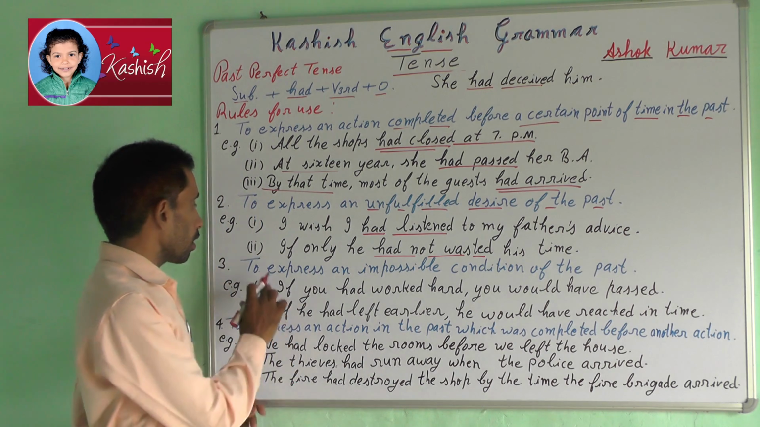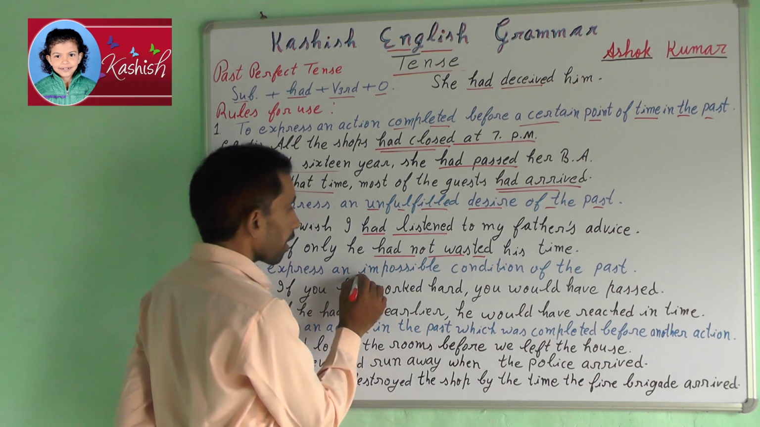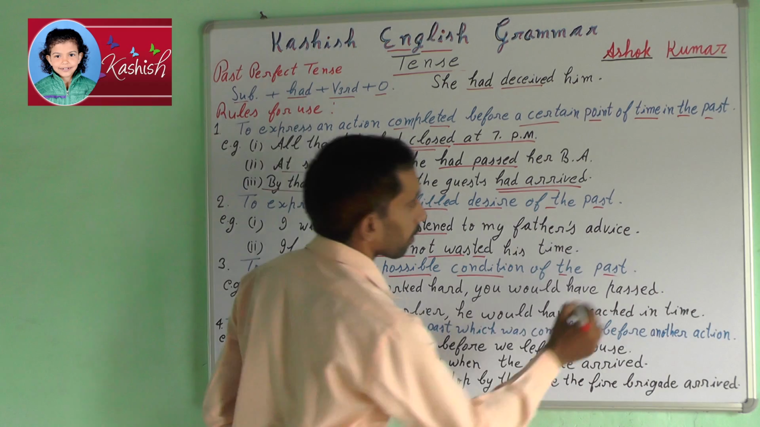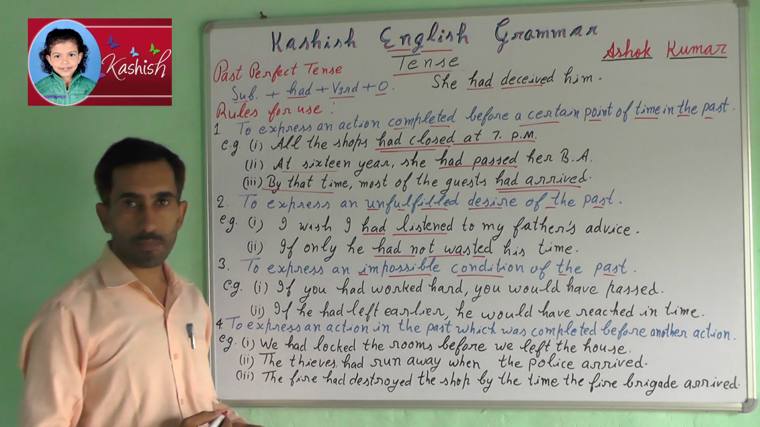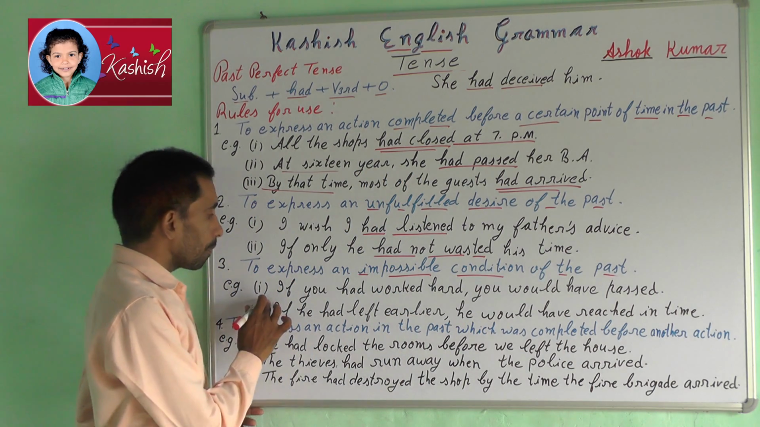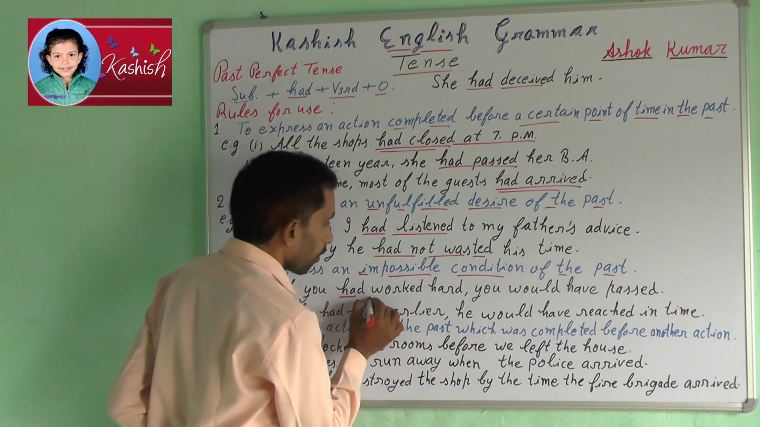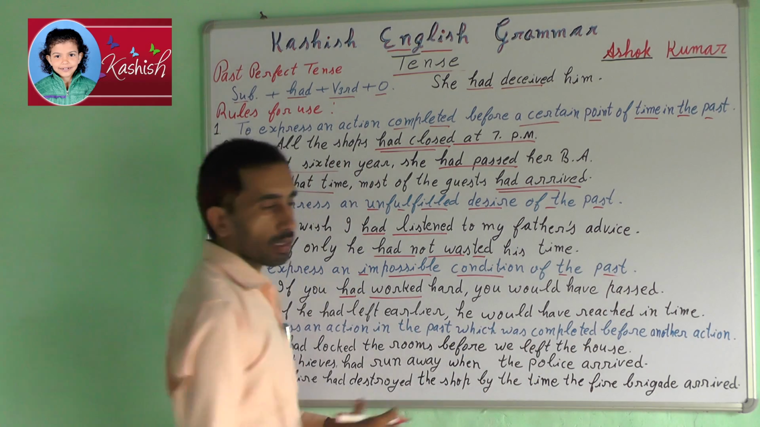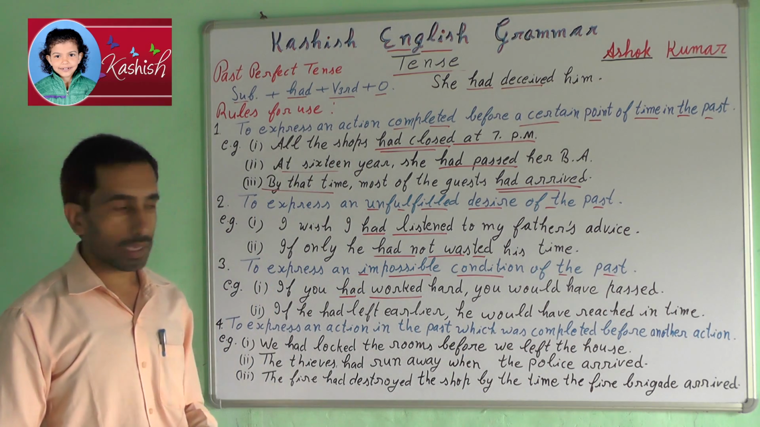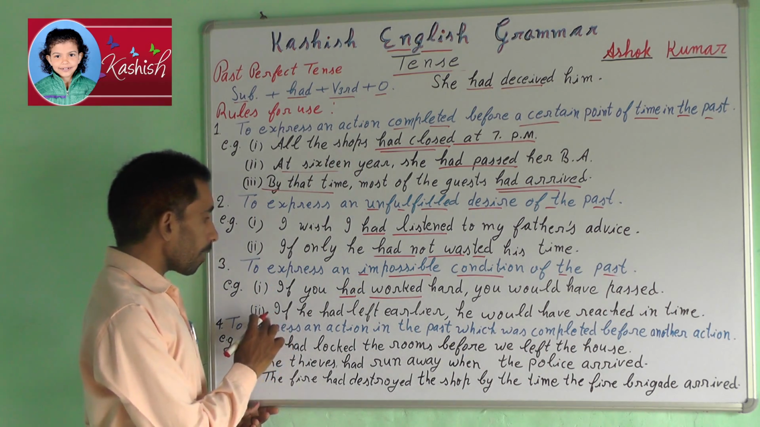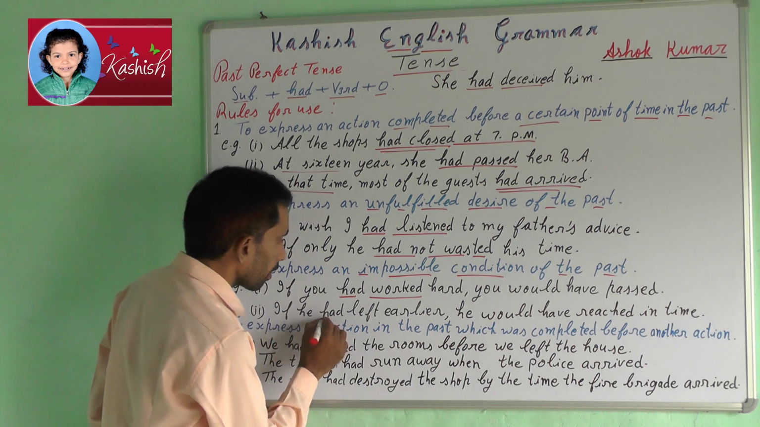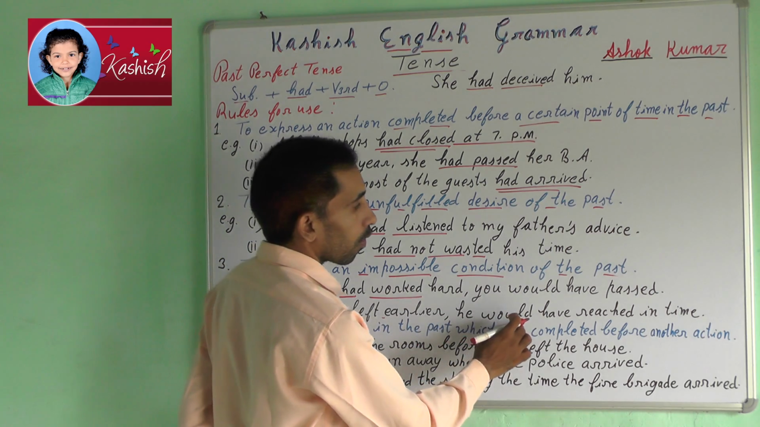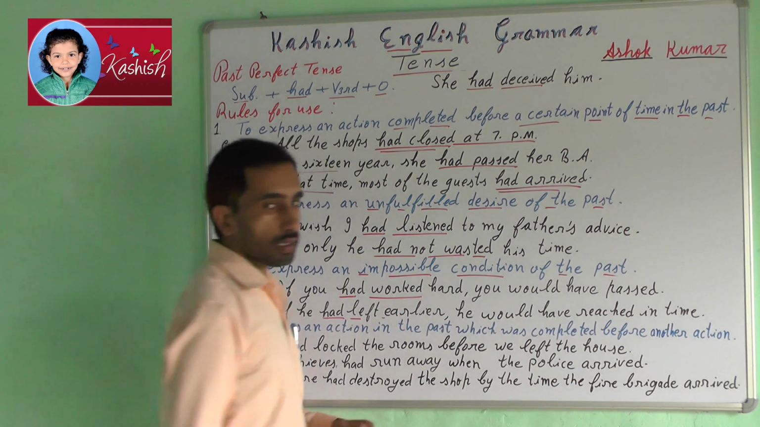Third, to express an impossible condition of the past. For example, if you had worked hard, you would have passed. Next, if he had left earlier, he would have reached in time.